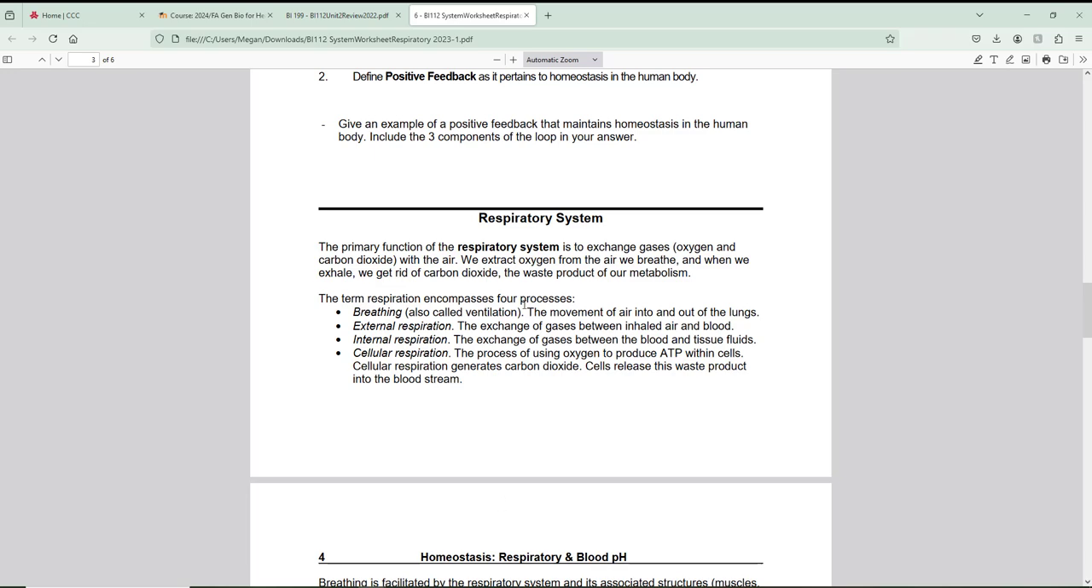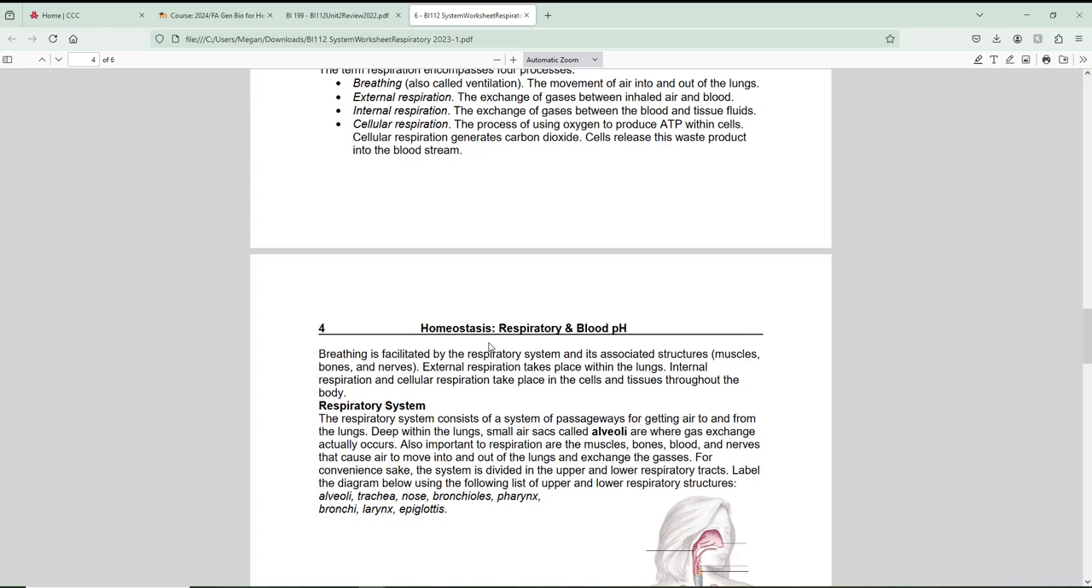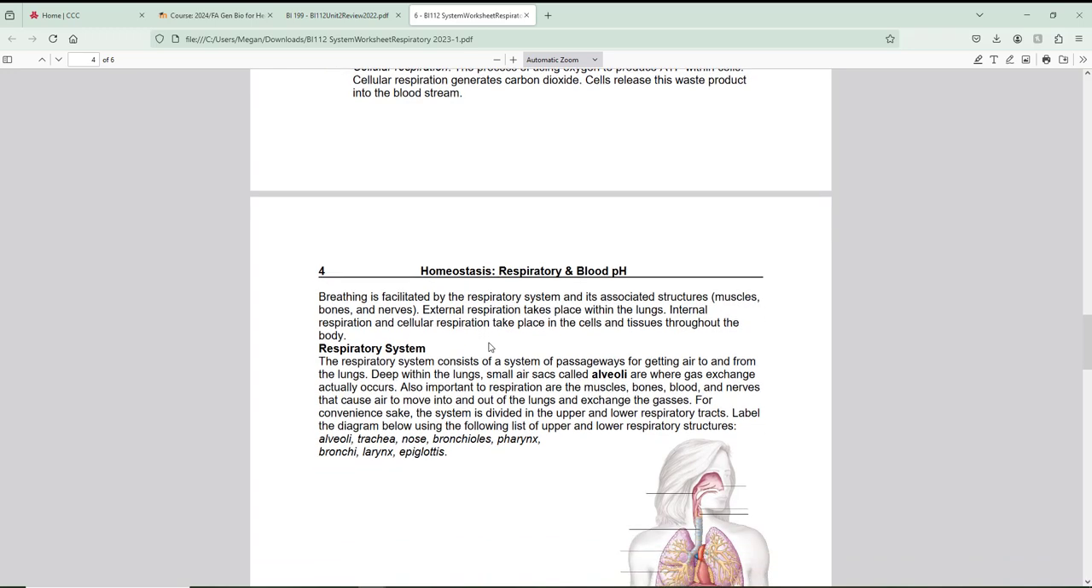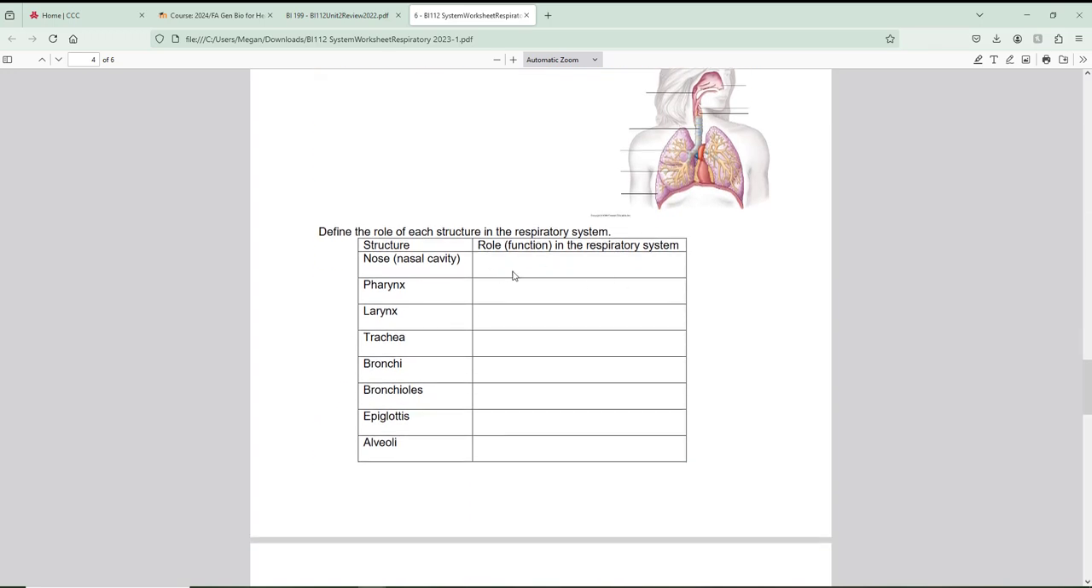Next, we go into the respiratory system. With the respiratory system, you're going to learn about the different parts of the respiratory system. So you'll identify what the alveoli is, where it is in this picture, what the trachea is, where it is in the picture, and put the term next to the line. Okay, so list the structures, label the structures. Here are the structures, label them. And then down below, what's the function of each of these structures.